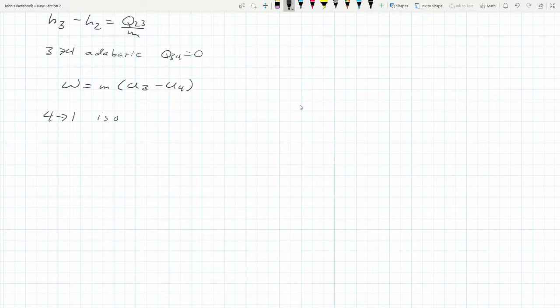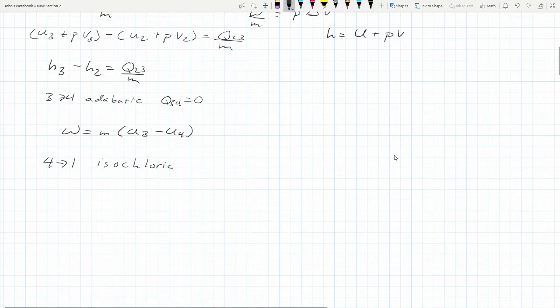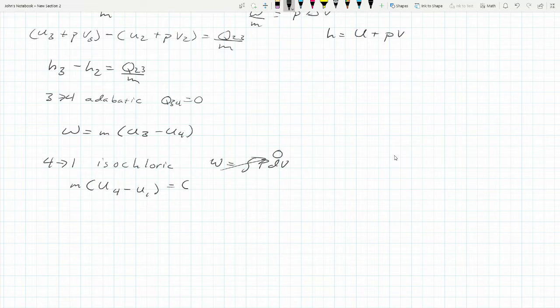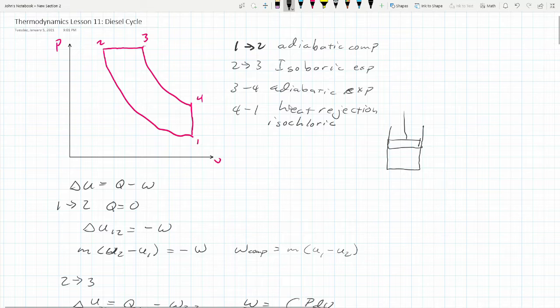It's isochoric, right? Did I make sure I wrote that up there? Yeah, I did not actually. 4 to 1 is isochoric. So since that's isochoric, if work is equal to the integral of the pressure with respect to the change in volume, and there's no change in volume, work is 0. So then it becomes M times U4 minus U1 is equal to Q41. So these are the first law statements for each step in the diesel cycle.